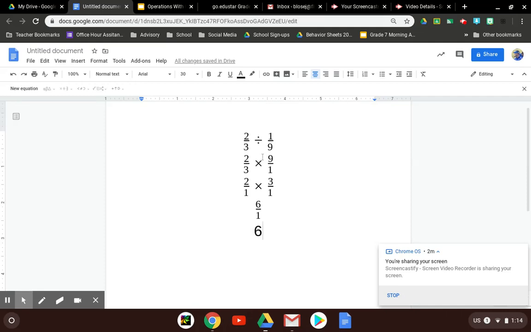But we have to realize that we have to convert it to multiplication first. So remember, our process was take the division problem, keep the fraction, change division to multiplication, flip the second fraction, then follow the multiplication rules.